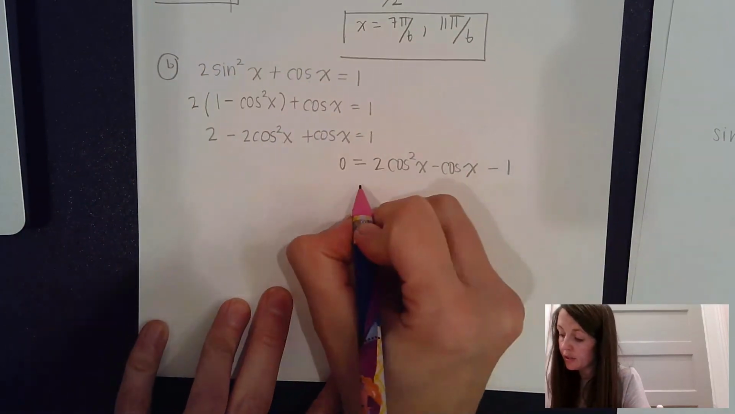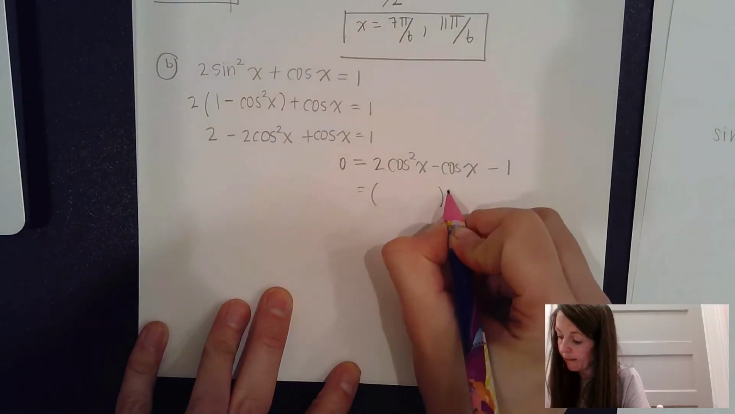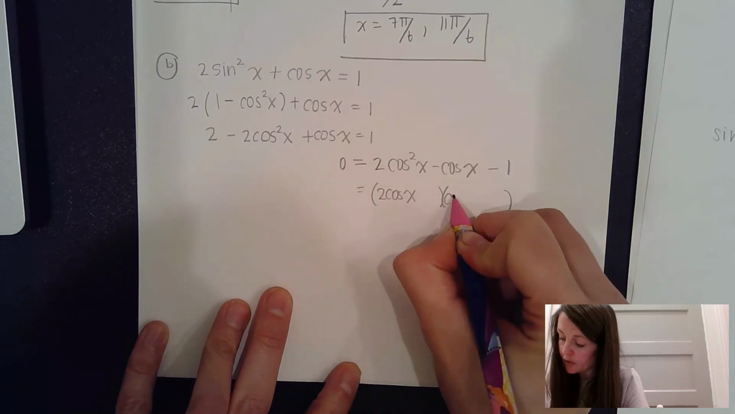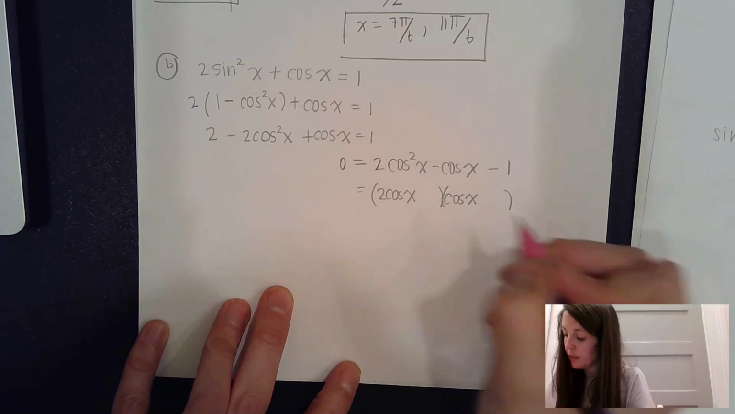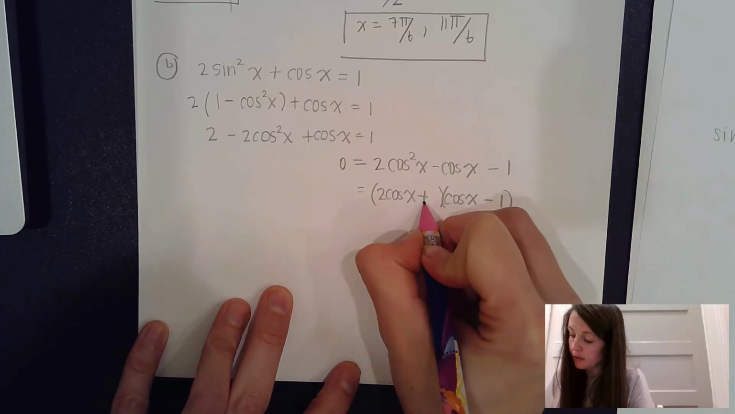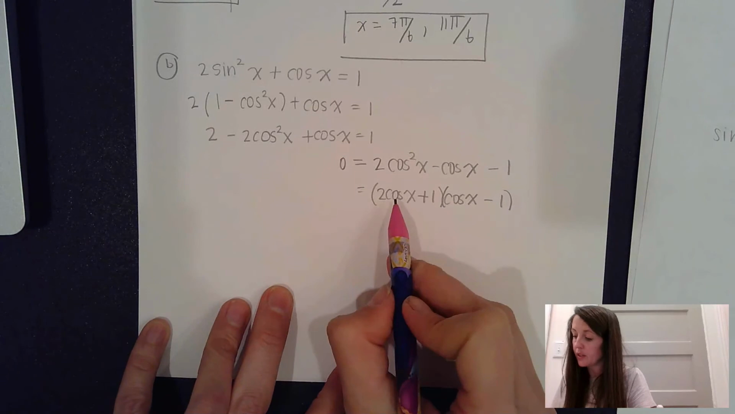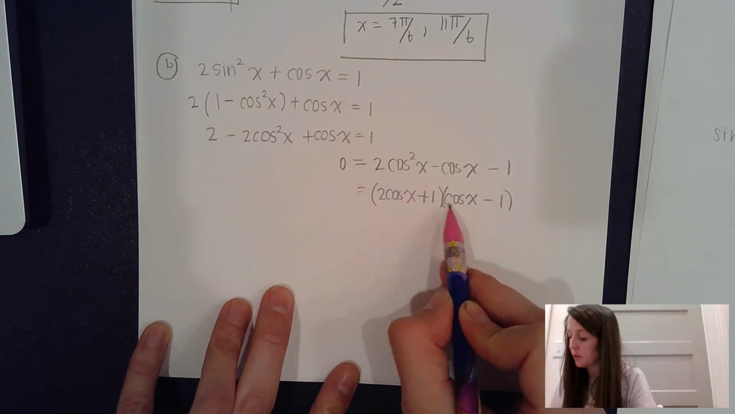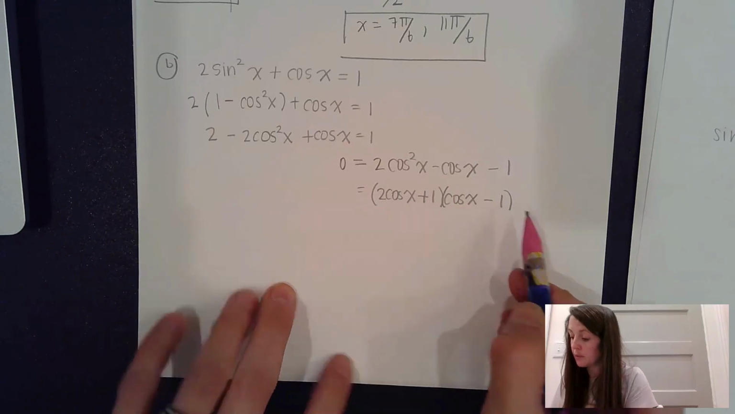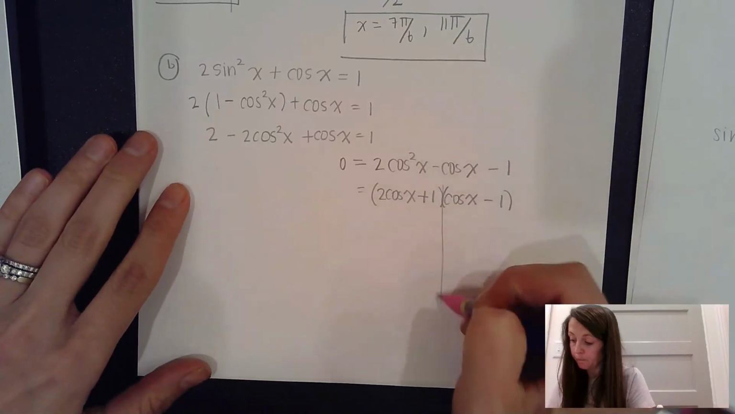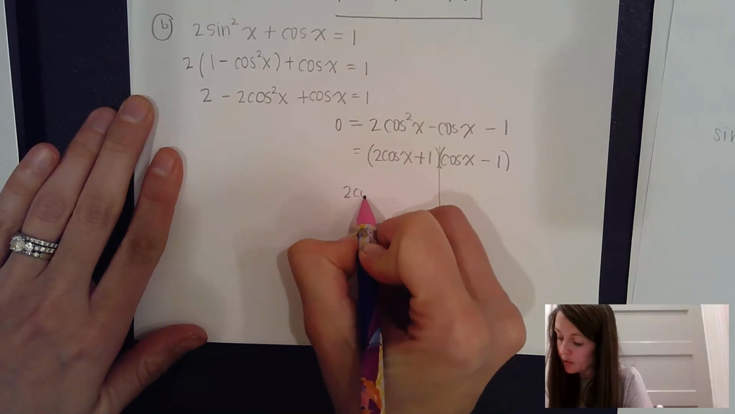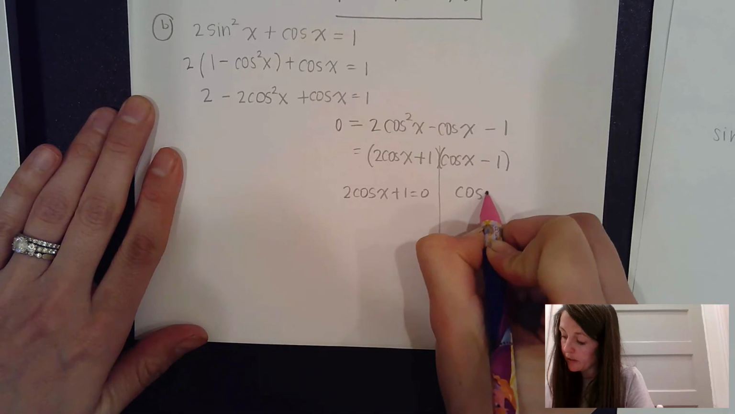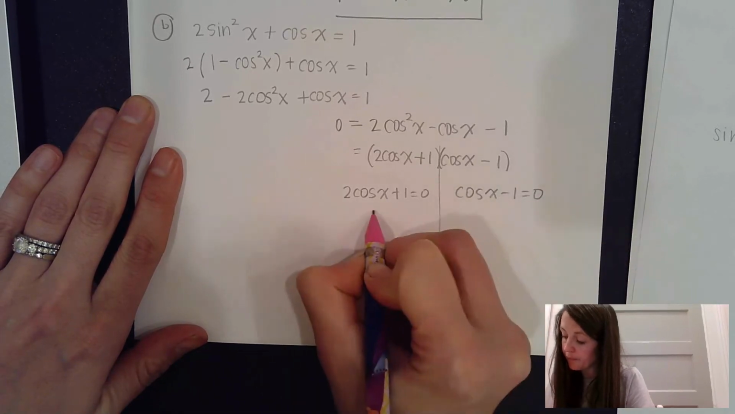So I'll have to factor this. So I'll have a 2 cosine of x for sure, and then I'll have just a regular cosine of x. So one needs to be a minus 1, and then the other one needs to be a plus. So 2 times 1 is 2, negative 2, so that'll give you a negative 1. 1 times a negative 1 is a negative 1. So set those equal to 0. So 2 cosine of x plus 1 is equal to 0, and cosine of x minus 1 is equal to 0.